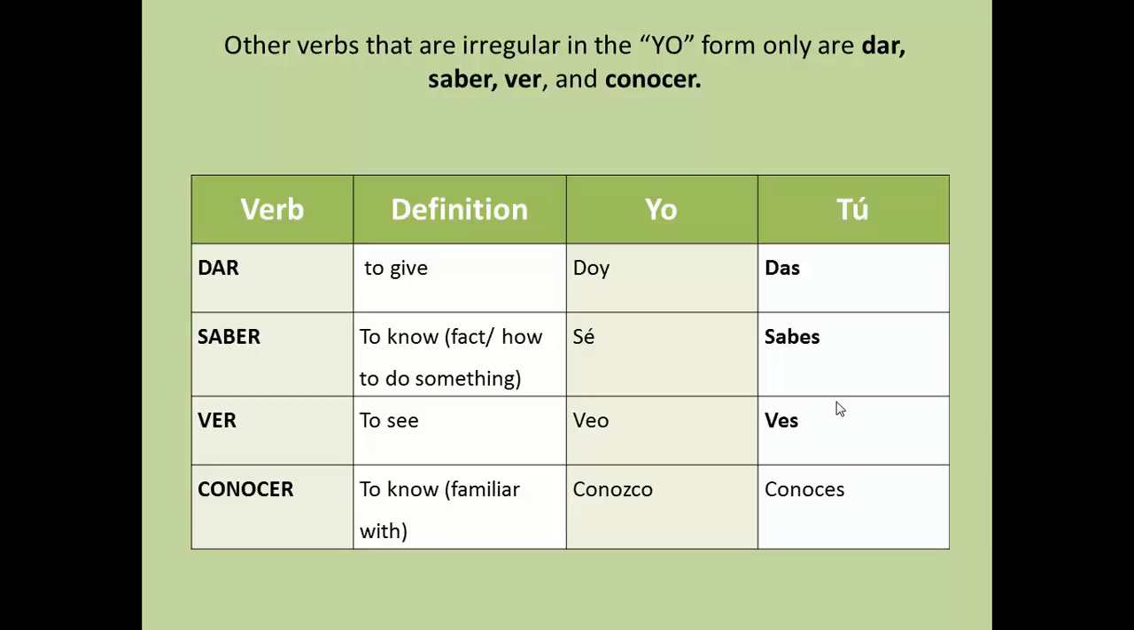Conocer, only irregular in the yo form. So it's conozco, and then conoces, conoce, conocemos, conocéis, conocen. Okay, so those guys are only irregular in the yo form for these verbs.